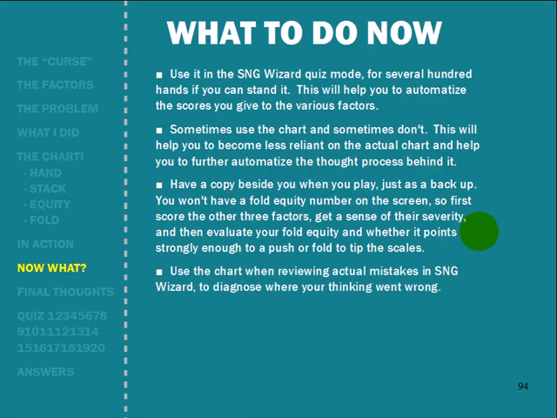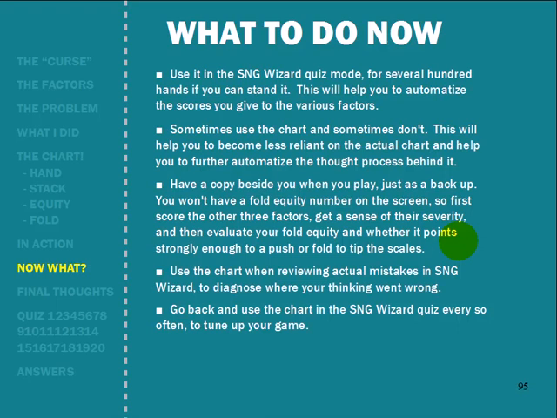And then I would use the chart when reviewing your actual mistakes in Sit and Go Wizard to diagnose where your thinking went wrong. You look at your mistakes and you say, boy, I must have overvalued my standing in the tournament. I thought I had much more equity than I actually did, or I thought he had this amount of fold equity, but he had that amount, and so forth. And then I would go back and use the chart in the Sit and Go Wizard quiz every so often to tune up your game.